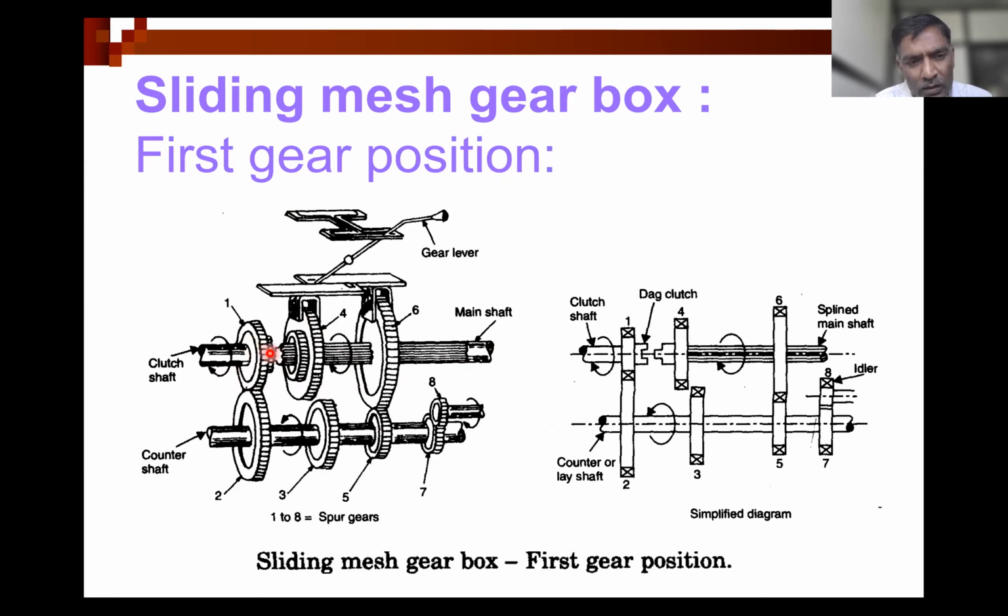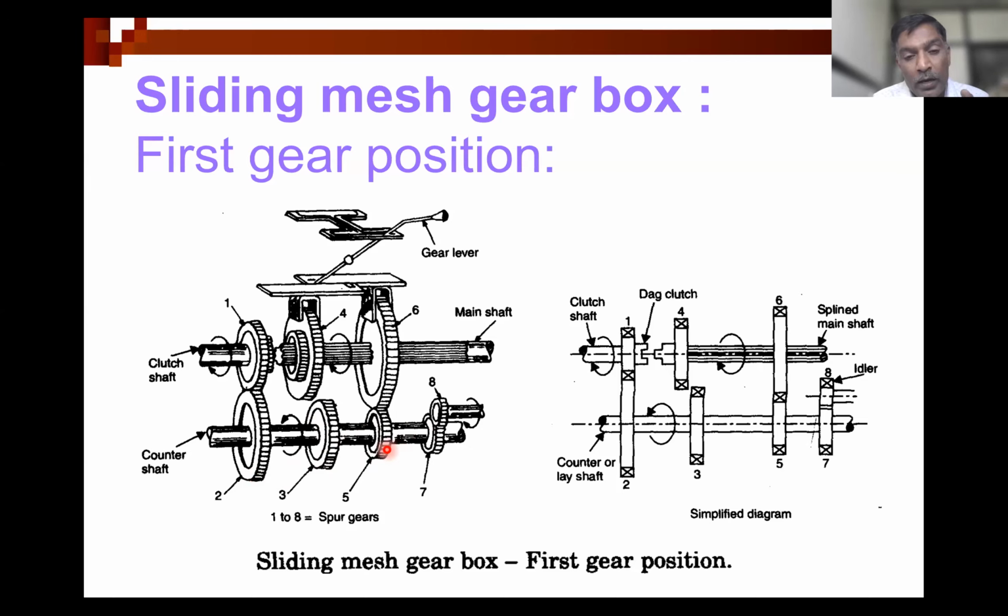This is the clutch shaft on which gear 1 is mounted, and this one is the counter shaft. The clutch shaft is rotating in the clockwise direction, and this gear number 2, which is mounted on the counter shaft, is going to rotate in the anti-clockwise direction. And whatever gears are mounted on this counter shaft, they are going to rotate in the same direction as that of this gear number 2.